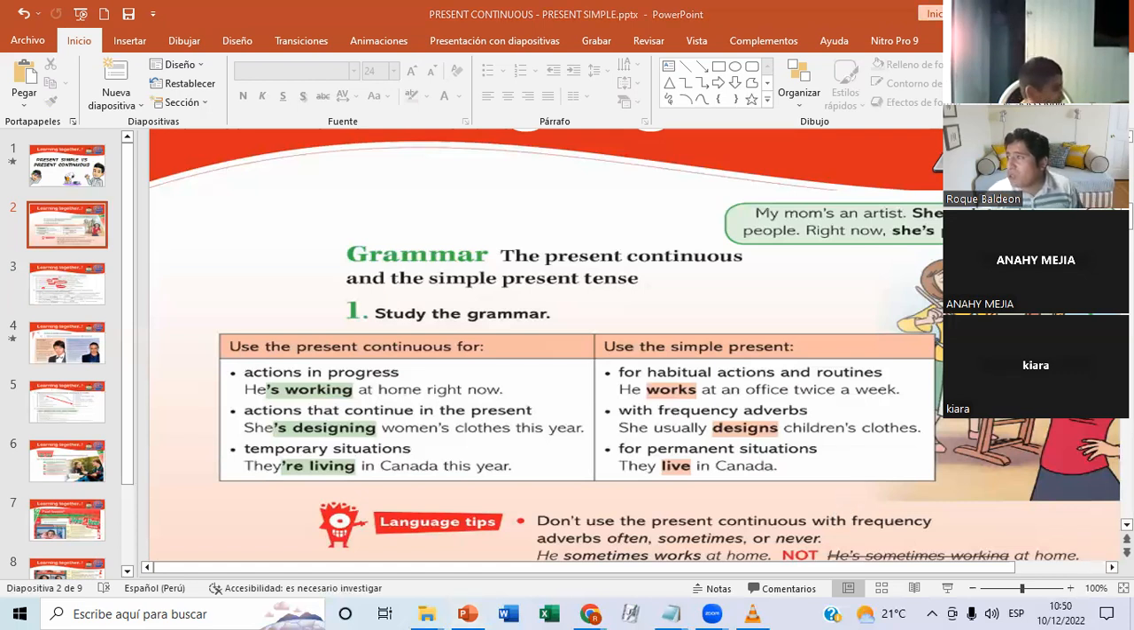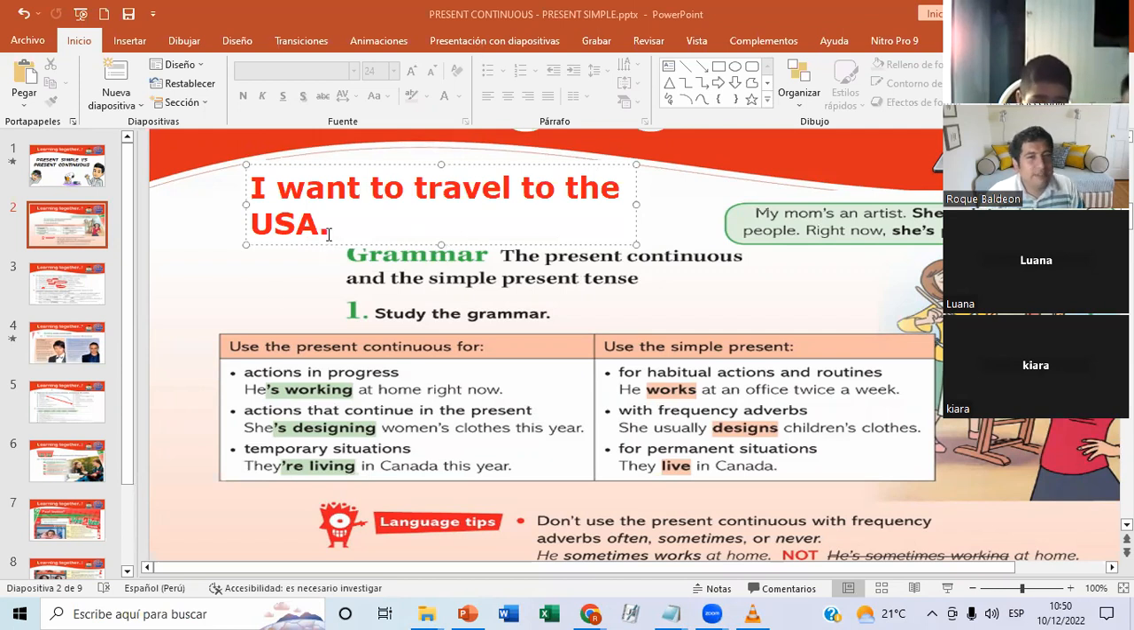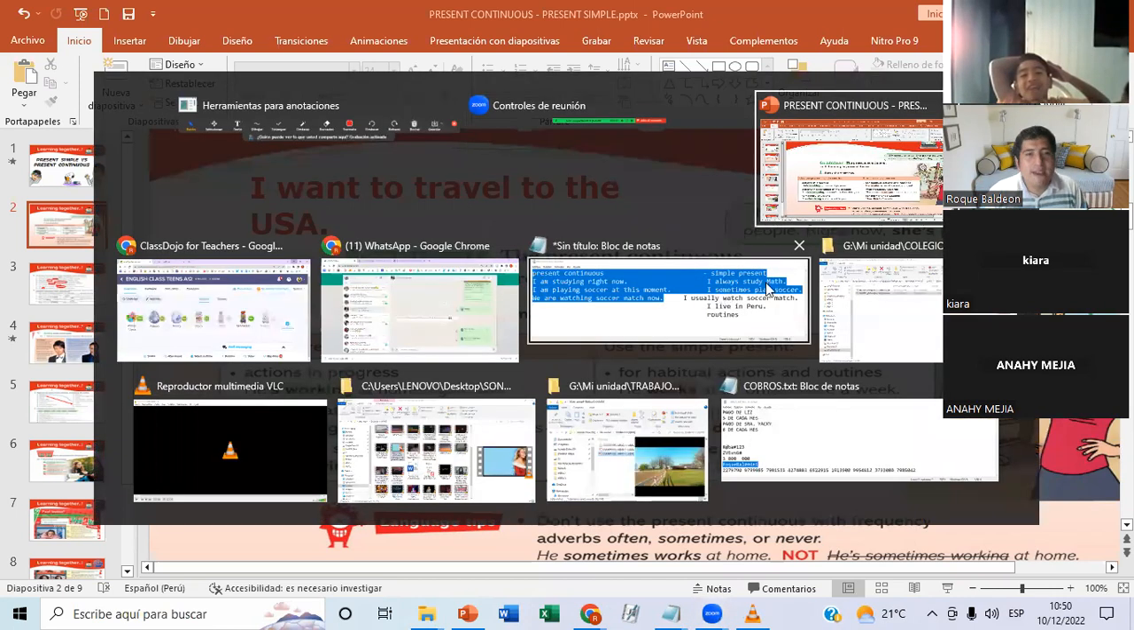I think, Matías, do you want to travel to United States? Do you want to go over there? Yes? Yes. Ah, nice. Very good. You say, teacher, I want to travel. Repeat after me. I want to travel. I want to travel. The United States. Yes, to the United States of America. Very good, Matías. Se nos va a los United. Very good.